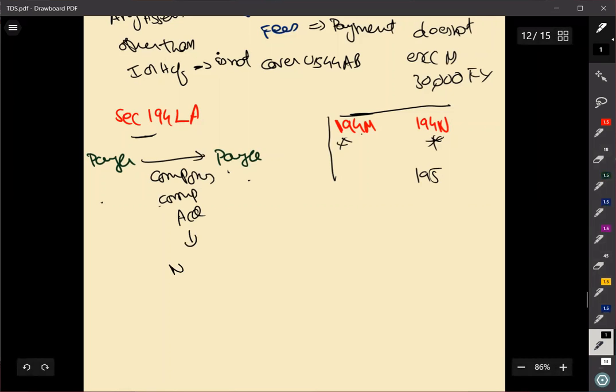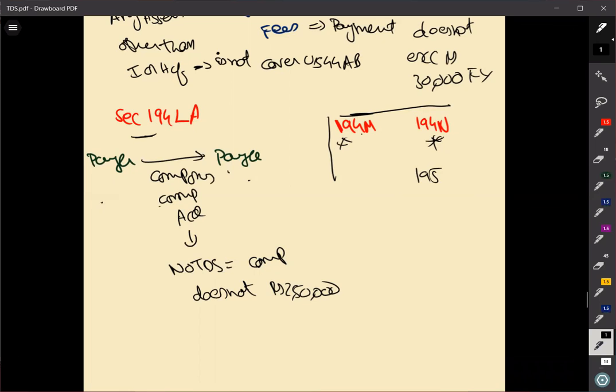When is TDS not required? No TDS if the compensation paid during the financial year does not exceed rupees 2,50,000. Then no TDS is required to be deducted. Or else, if the compensation exceeds 2,50,000, TDS is required to be deducted at the rate of 10%. So 10% is the rate of TDS which you are supposed to deduct. That's 194LA.